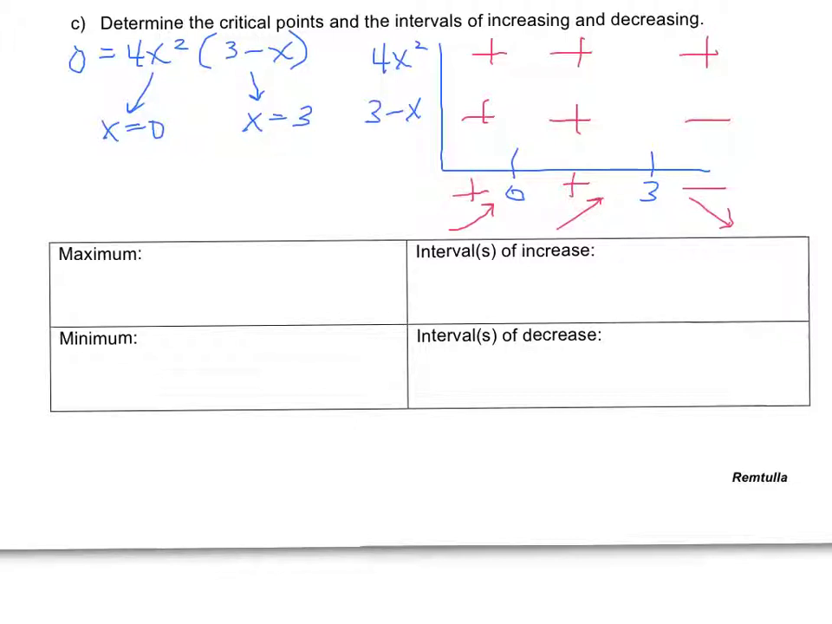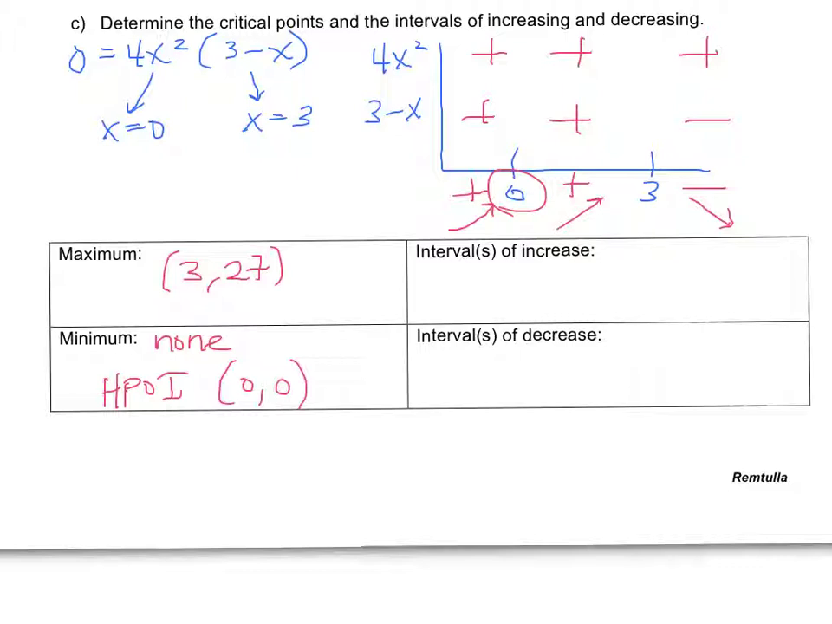So you know that you have a maximum at 3, and that maximum is at (3, 27). And how did I get the 27? Well, I plugged the 3 back into the original equation. I don't have a minimum, but I do have a horizontal point of inflection. And that horizontal point of inflection is at (0, 0). And I took that 0 that I got right here, and I plugged that back into the original.